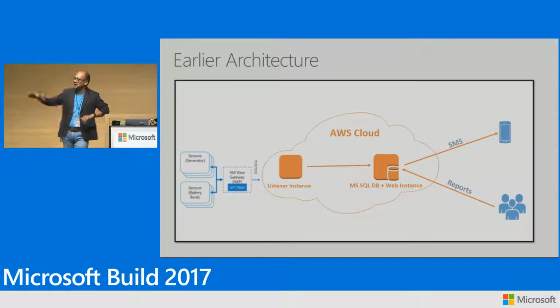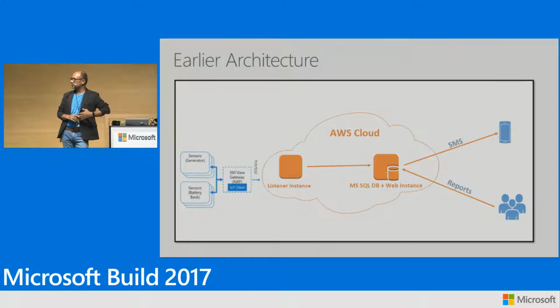So what they were doing is they have various sensors which connect to the gateway. And they have 2 VMs running on the AWS cloud, where one instance acts as a listener instance. In that particular VM, they open a port where the gateway will send all the events. Then they have another instance running where they have a SQL Server DB, their web application, and a couple of Windows services.